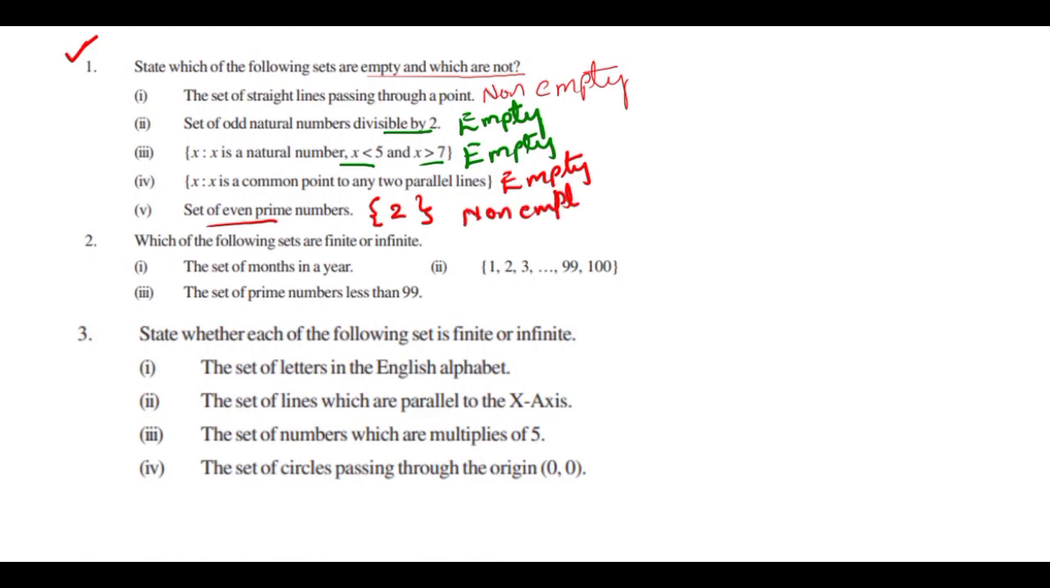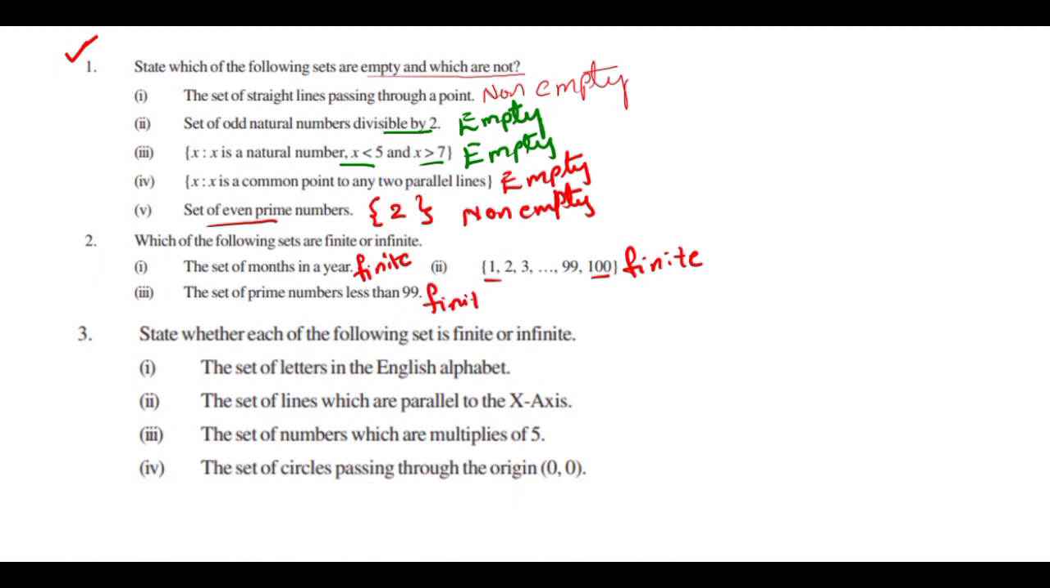Next question. Which of the following sets are finite or infinite? The set of the months in a year, this is finite. How many months are there? 12 months, right? So it is finite. And here also, starting with 1 and ending with 100, it is finite. The set of prime numbers less than 99: finite.